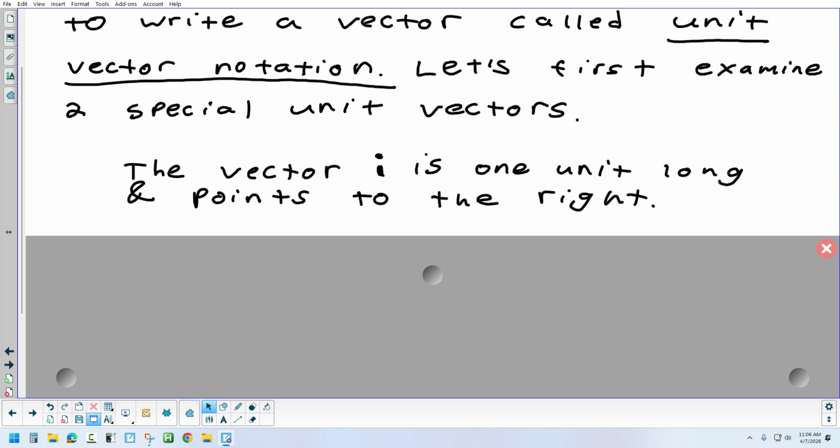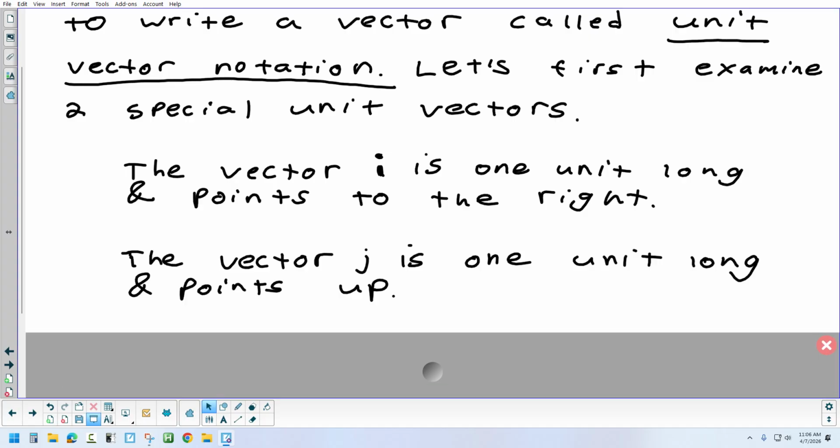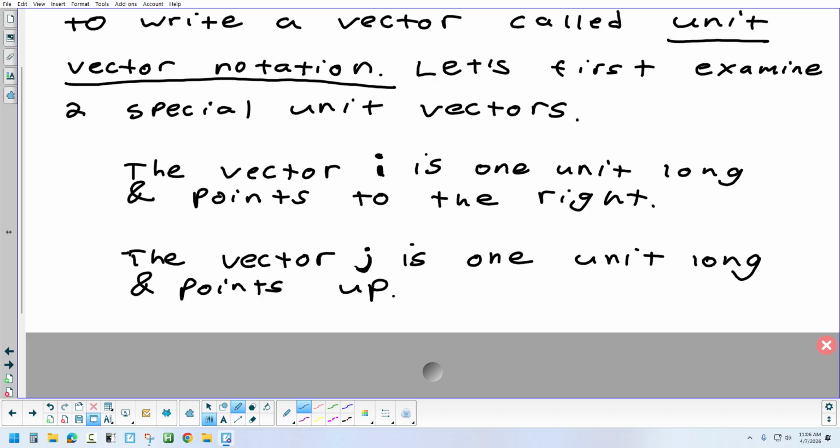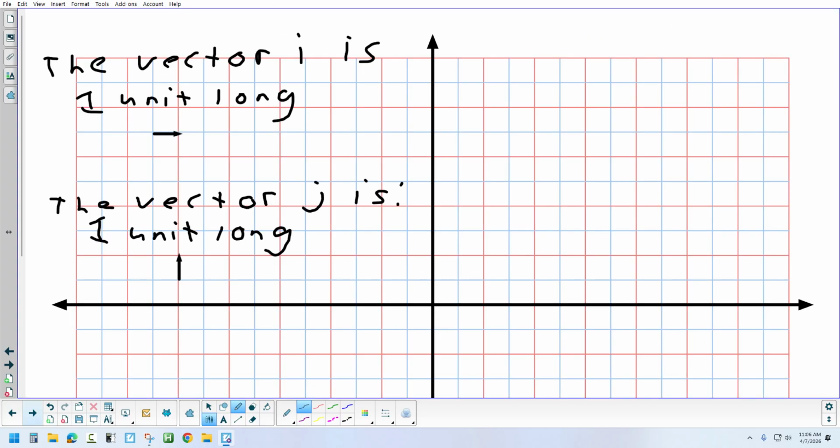So vector i, 1 unit long, and it points right. The other special vector is j. Did you sign up? So vector j is 1 unit long, and it points up. So if you have to pick a name for a vector, don't pick j either, because j is something special. And the vector j looks just like that. It's 1 unit long, and it points up.